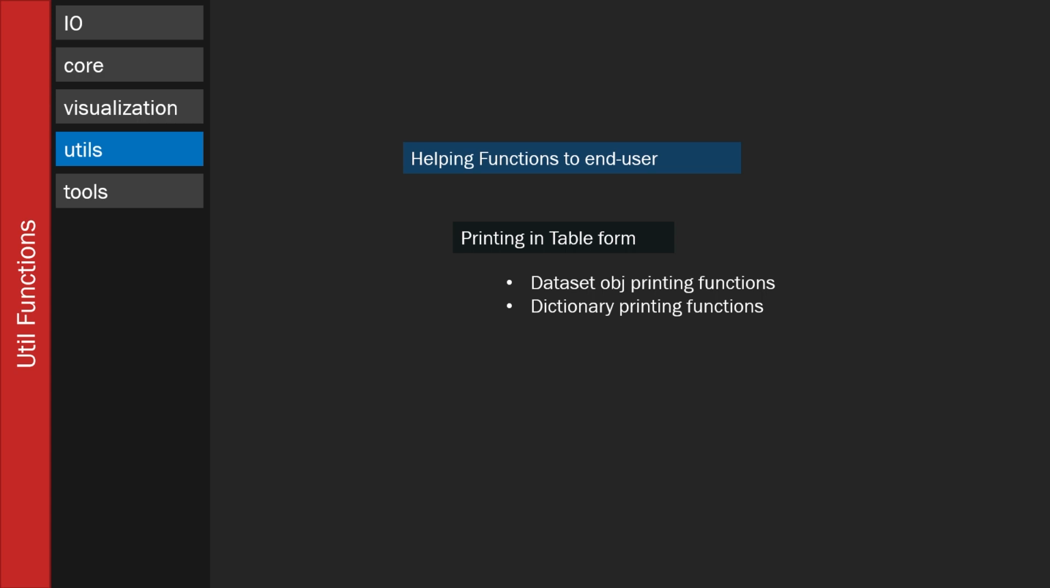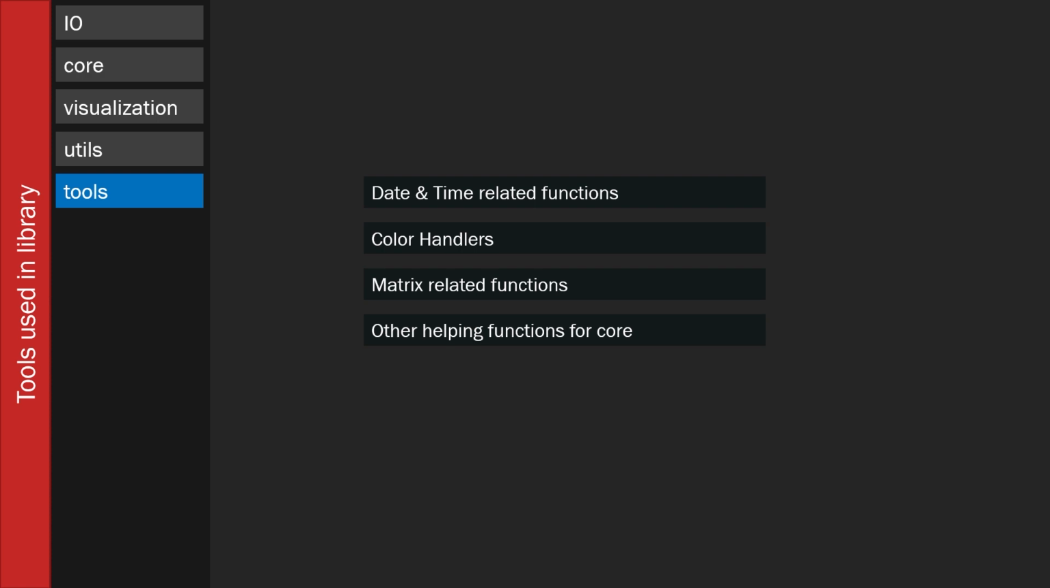In the utils file, there are helping functions for the user who is using the library, like printing datasets in a tabular format or printing matrices or dictionaries. In the tools file, there are date and time related functions, color handlers, metrics related functions, and other helping functions for the core.